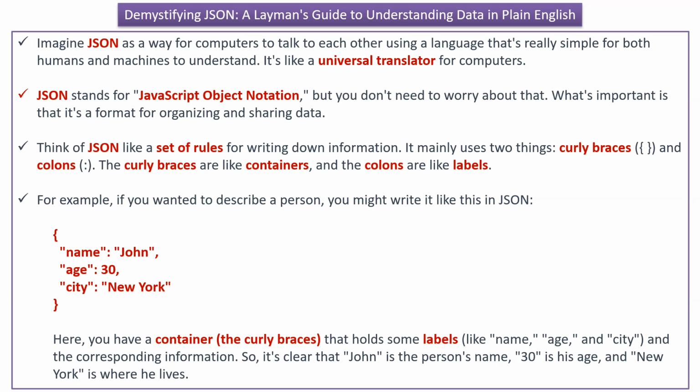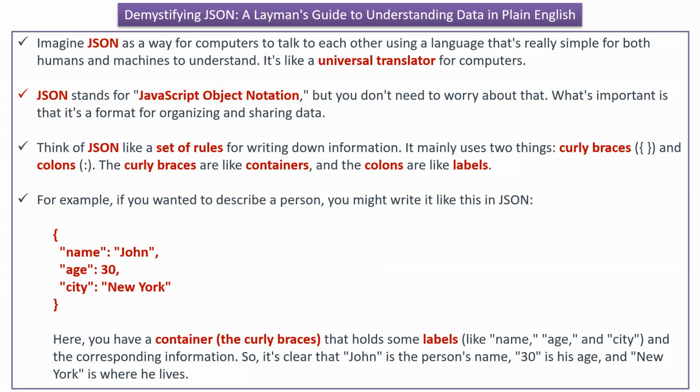In this video tutorial I will explain what is JSON. We can imagine JSON as a way for computers to talk to each other using a language that is really simple for both humans and machines to understand. JSON is like a universal translator for computers, and JSON stands for JavaScript Object Notation.